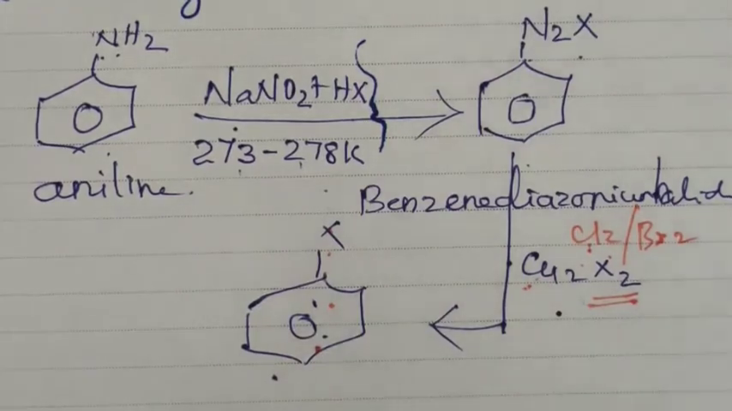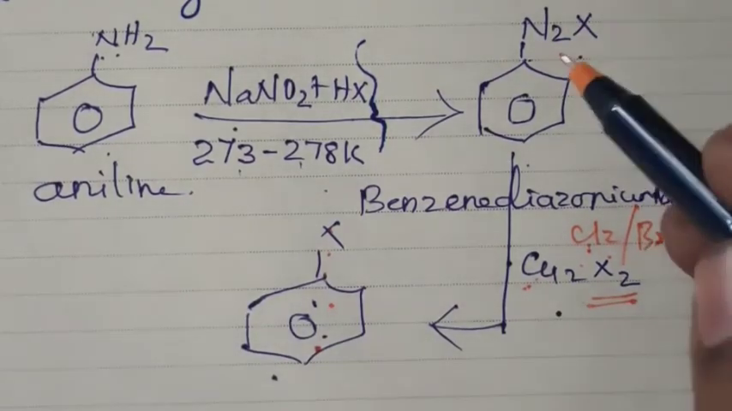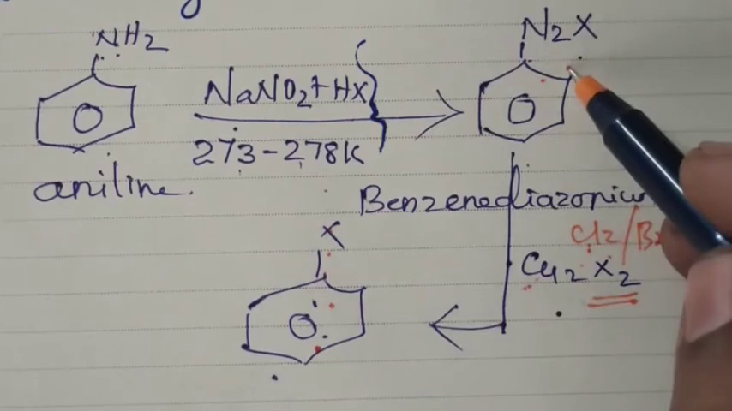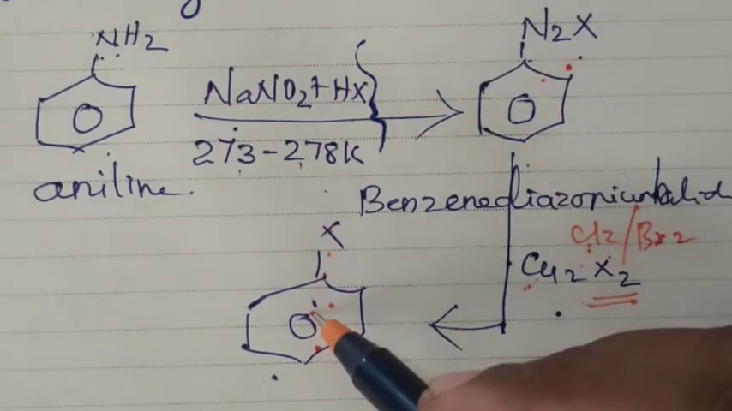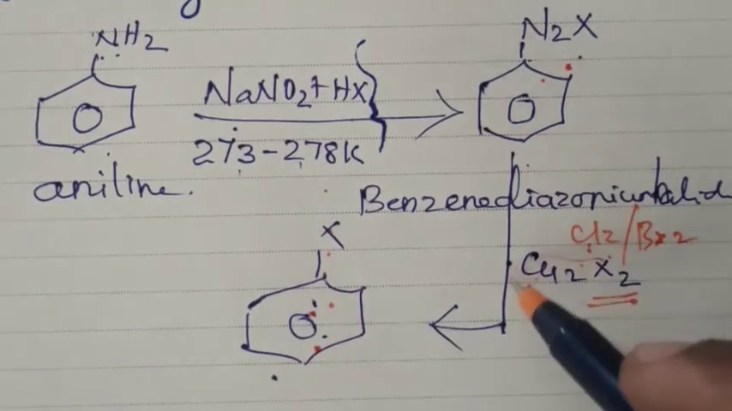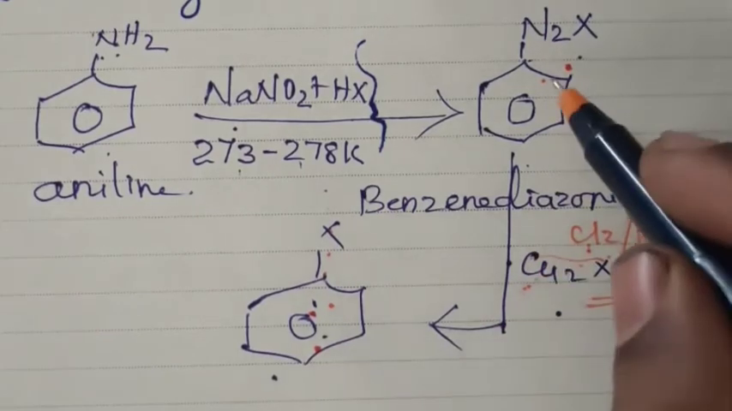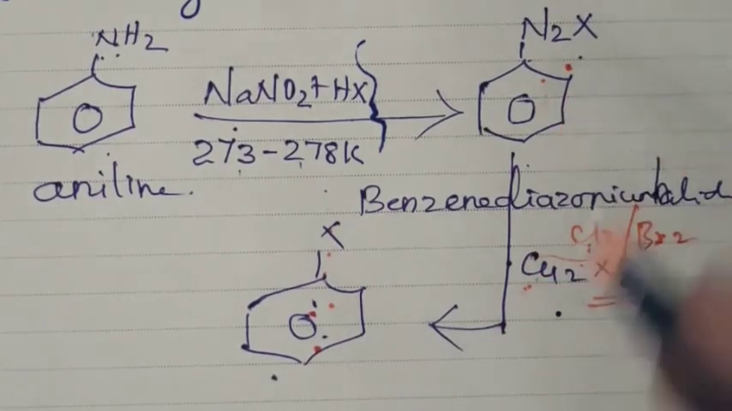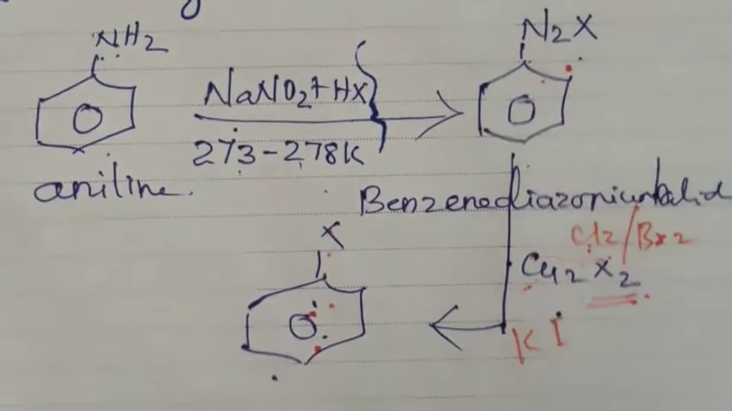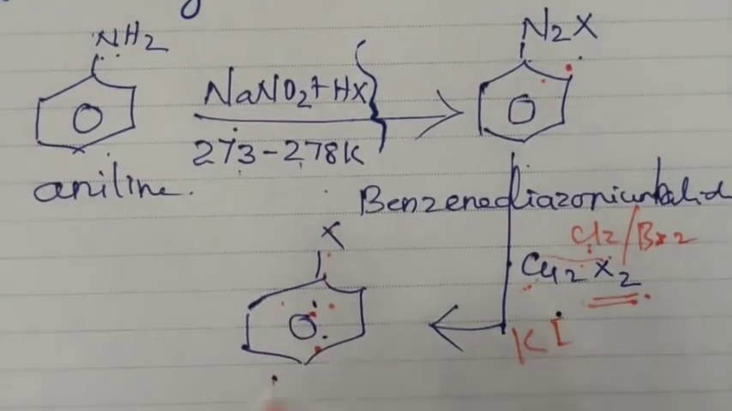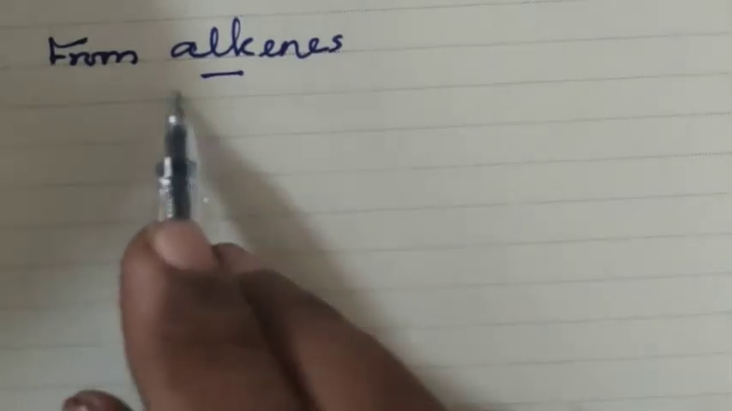Suppose we want to convert this benzene diazonium halide into iodobenzene. There is no need for cuprous halide. Instead, we can simply shake this benzene diazonium halide with potassium iodide. We will get iodobenzene. Next method of preparation of alkyl halide is from alkenes.